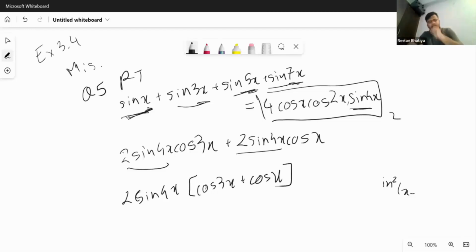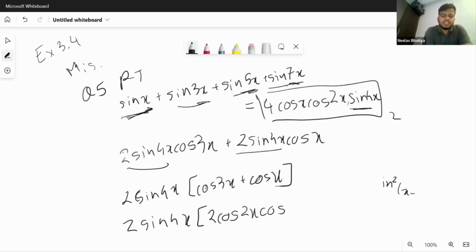Cos 3x plus cos x is nothing but 2 times cos 2x cos x, correct? How do I get there? I get there by applying the formula cos x plus cos y, which is nothing but 2 times cos (x plus y) by 2 cos (x minus y) by 2, correct? The same c plus d formulas that I have been reiterating throughout the entire exercise. I'm going to apply them again, right? So I'll get this in the brackets. I'm going to get 2 times cos of 3x plus x equal to 4x divided by 2 equal to 2x, cos of 3x minus x equal to 2x divided by 2 equal to x, correct?